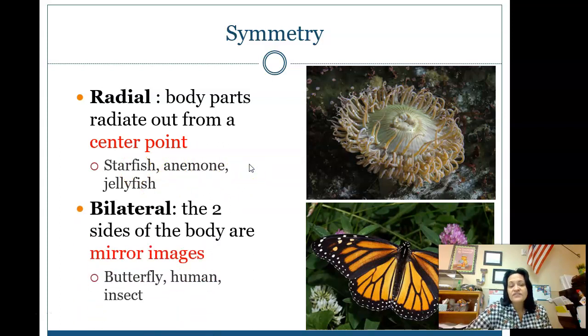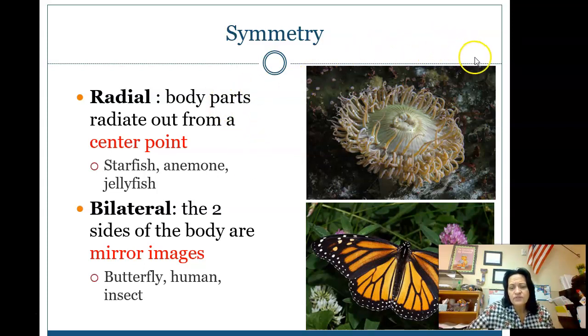Okay. Then we have bilateral symmetry, where the two sides are like mirror images. That would be a butterfly or human or an insect. So if you were to cut that along a certain plane, you could get two mirrored images off to the sides.